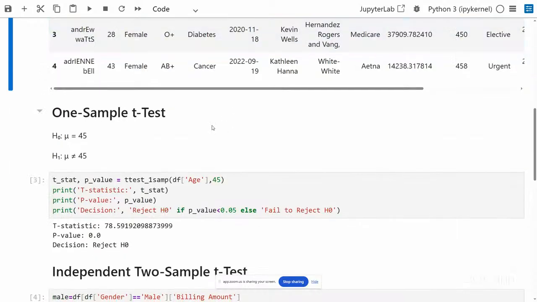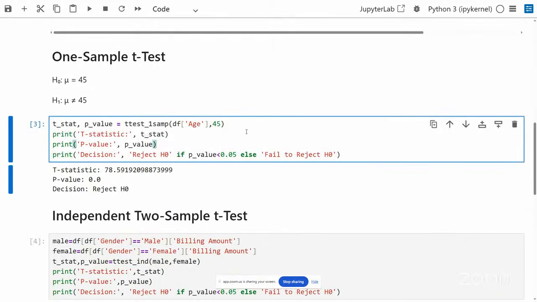Okay, so first we are using the one sample t-test. Here you can see H0 and H1: mu is equal to 45 and not equal to 45. Here we are applying the t-statistic. What is the meaning of mu? Mean, sir. Yeah. Okay. So this is the way we can apply it.